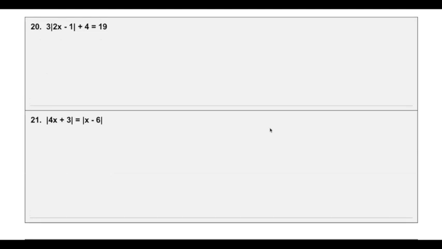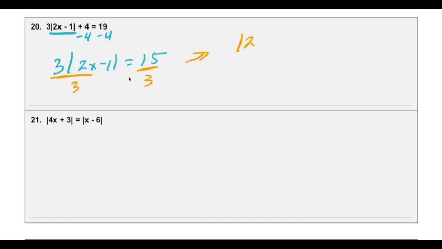A couple of challenge problems here. So this one, remember the way we do this: we want to isolate the absolute value. First thing I do is get rid of that 4, so minus 4 from both sides. I get 3 times the absolute value of 2x minus 1 is equal to 15. And then we want to get rid of the 3 here. So we're going to get the absolute value of 2x minus 1 is equal to 5. Once it's isolated, then we can split it.